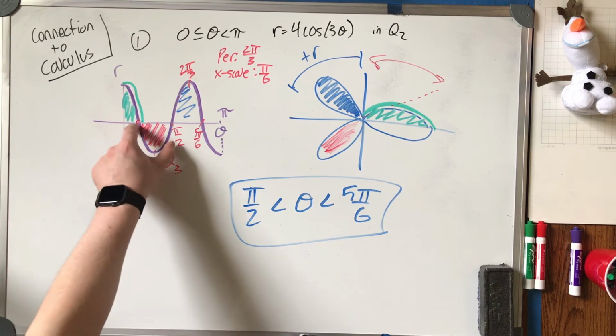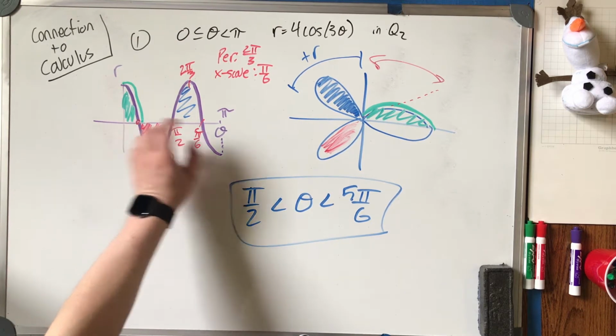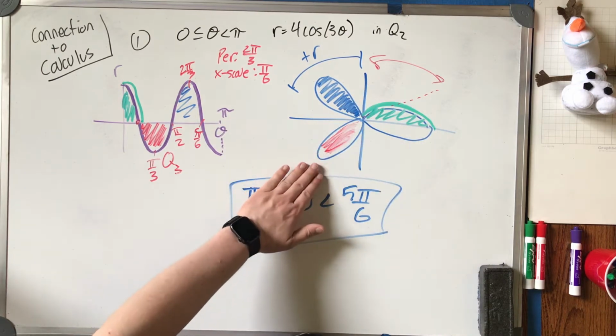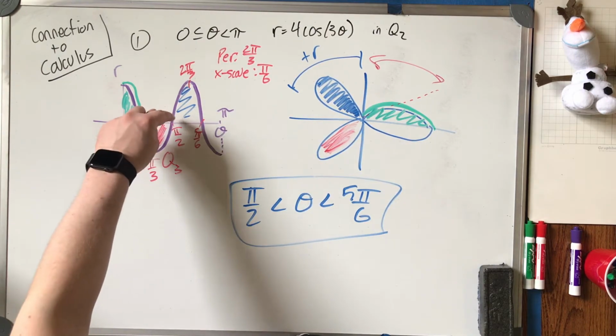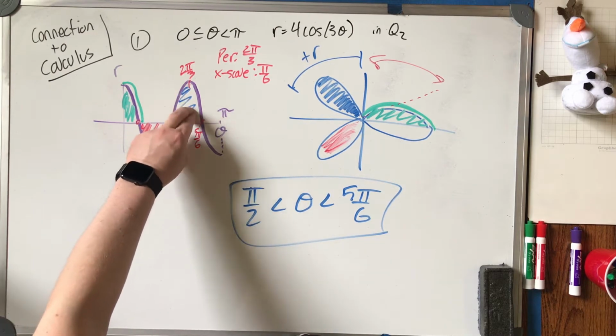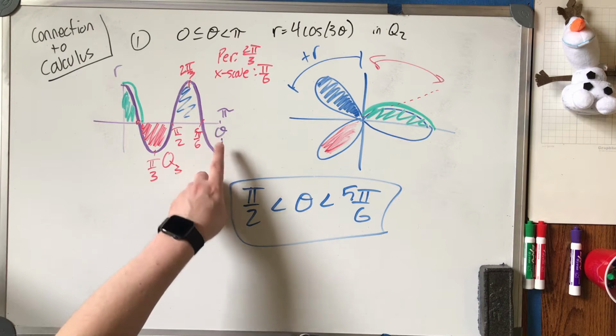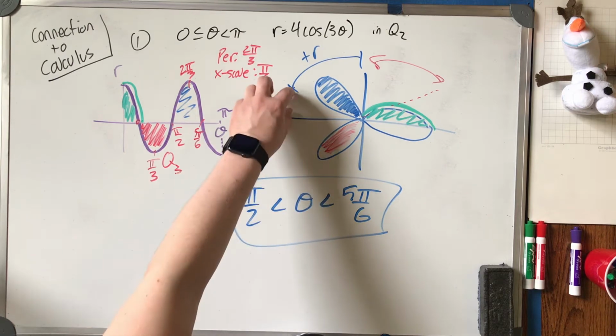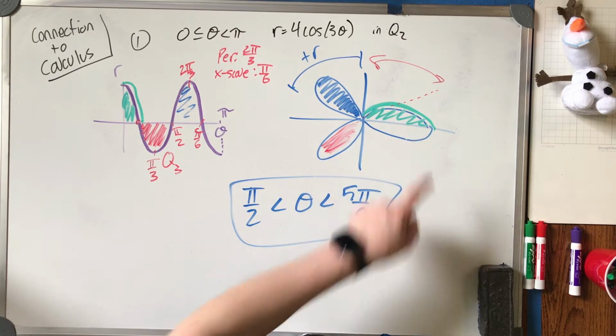From pi over 6 till pi over 2, we have a negative radius, so we're going to actually be graphing down in quadrant 3. Up here, from pi over 2 to 5 pi over 6, we have a positive, so we'll actually be where those angles are, which are in quadrant 2. And from 5 pi over 6 to pi, we have negative, so we're going to reflect over here, and it will form this bottom part.